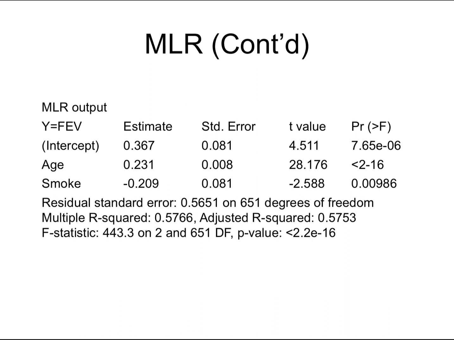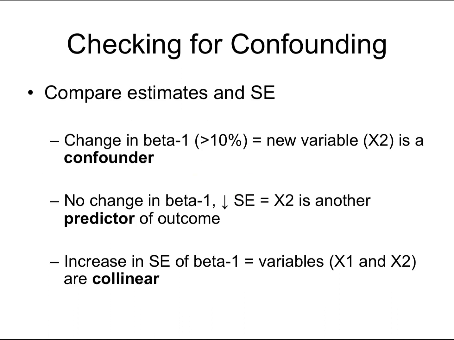We are interested in two things: our change in the estimate of the slope associated with smoke, and our change in the estimate of the standard error associated with the smoke slope. As a rough guide, if there's a change in beta 1, the slope for smoke, by greater than 10%, the new variable, age, is a confounder. If there's no change in beta 1, but the standard error goes down, then the new variable is a predictor, meaning that it is a predictor of the outcome, but is not associated with our explanatory variable of interest.